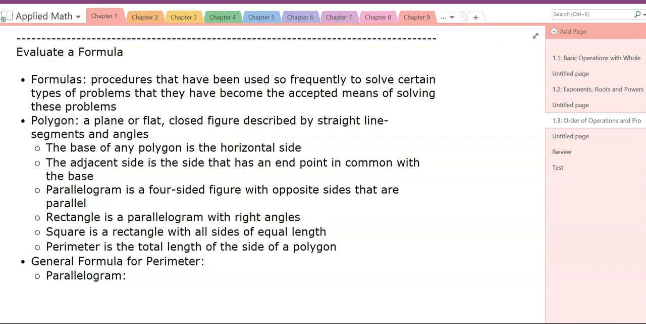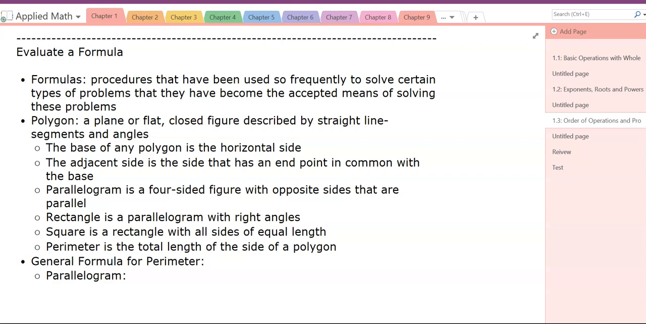So just some basic pieces about polygons that you should hopefully be familiar with from your geometry days. The base of any polygon is the horizontal side. The adjacent side is the side that has an endpoint in common with the base. A parallelogram would be a four-sided figure with opposite sides that are parallel. A rectangle is a type of parallelogram that has 4 right angles, and a square is a type of rectangle that has all sides of equal length. Perimeter would be the total length of the sides of a polygon.